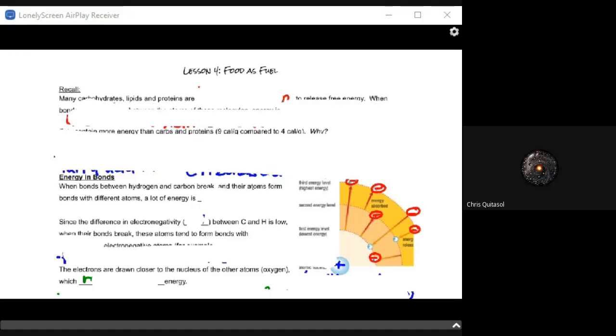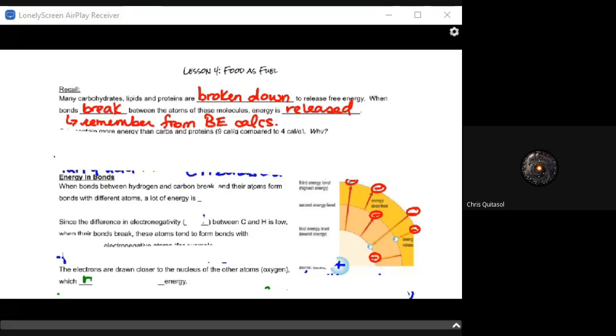So welcome to lesson four, food as fuel, the final lesson for the day. I will try to get this done as painlessly as possible. I recognize it has been a busy day, but unfortunately we just have a sheer metric ton of volume to cover. So let's take a look at food as fuel from a perspective of macromolecules as a whole and why they're so important.